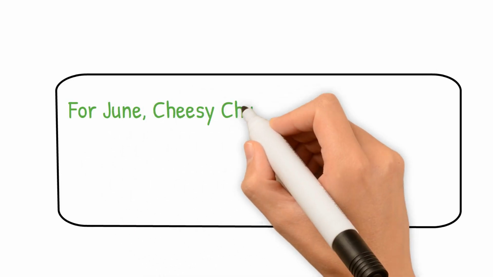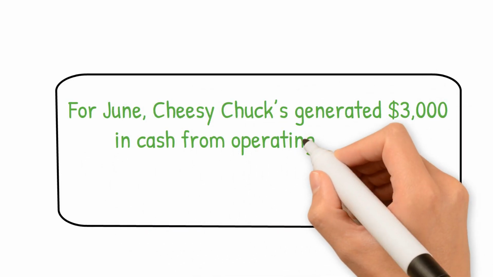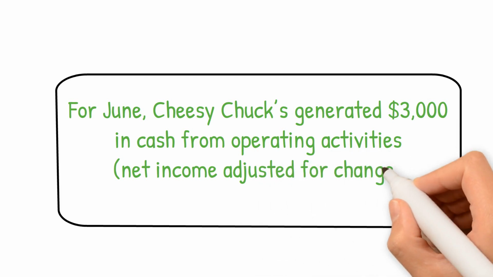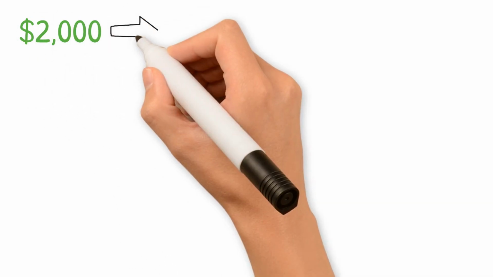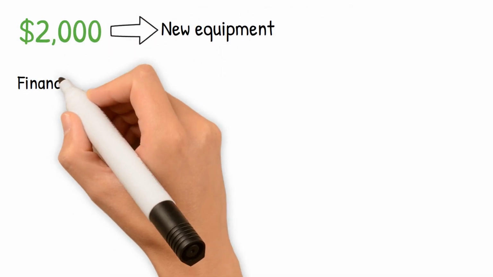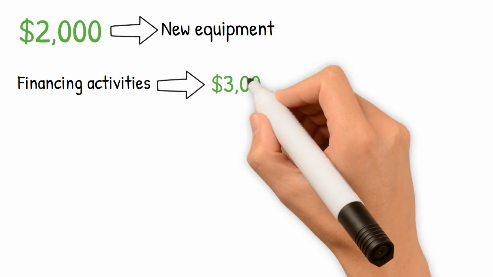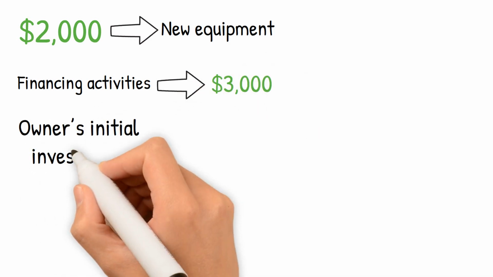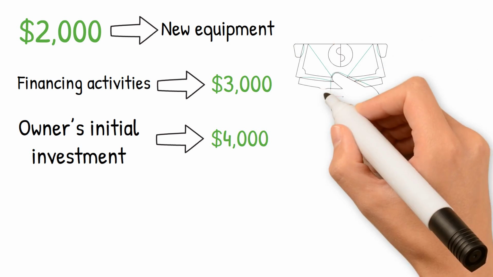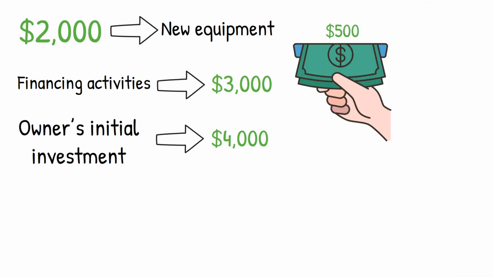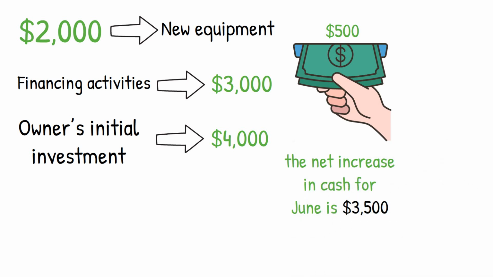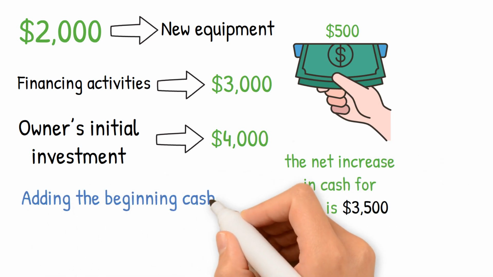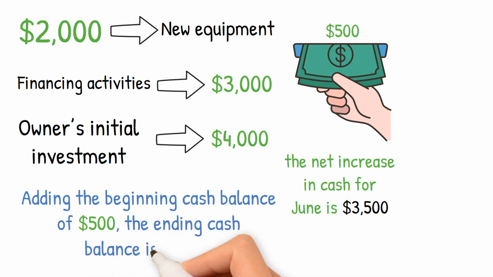For June, Cheesy Chuck's generated $3,000 in cash from operating activities, net income adjusted for changes in working capital. Cash used in investing activities includes $2,000 spent on new equipment. Cash from financing activities includes $3,000 from the owner's initial investment and $4,000 from a loan. After accounting for the $500 withdrawal, the net increase in cash for June is $3,500. Adding the beginning cash balance of $500, the ending cash balance is $4,000, which matches the cash balance reported on the balance sheet.